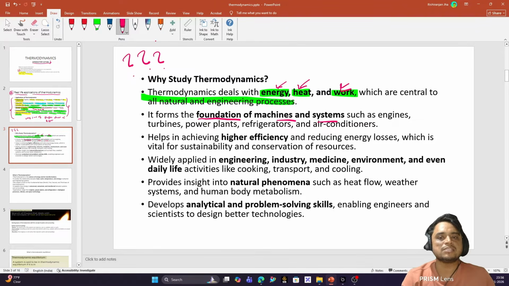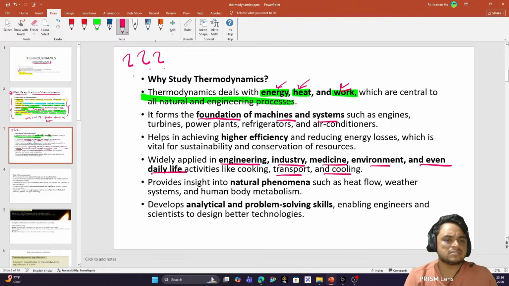And wherever there is machine, heat, energy and work involved, we can say that thermodynamics has its application. So in order to study all those machines, all those heat systems and everything, we need to study thermodynamics, right? It's the same slide, nothing much different from the previous slide. As I said, it has application in industry, engineering, medicine and environment, and even in daily life activities like cooking, transport and cooling.